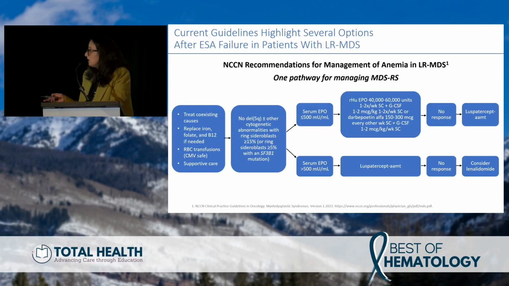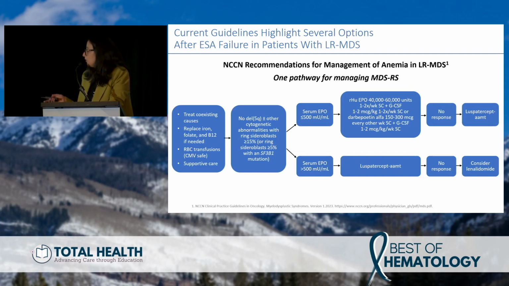Now, the current NCCN recommendations say that, if your serum EPO level is less than 500, you could still treat with EPO, and you can go up on the dose, from 40,000 to 60,000 units. You can add in the myeloid growth factors, as we talked about. You can switch it up to darbepoetin alpha. If you don't see a response by doing all of this, you go on to second-line luspatercept.